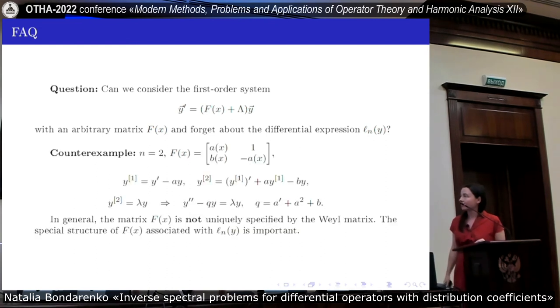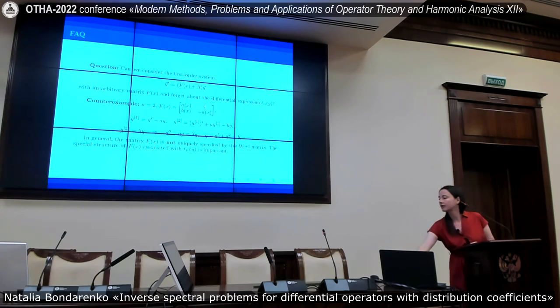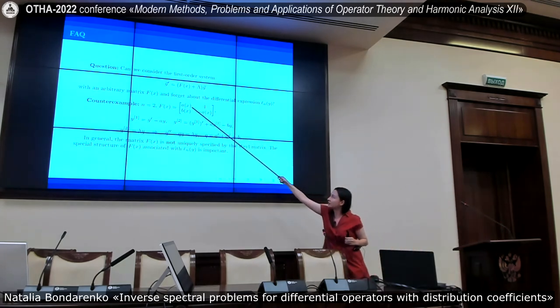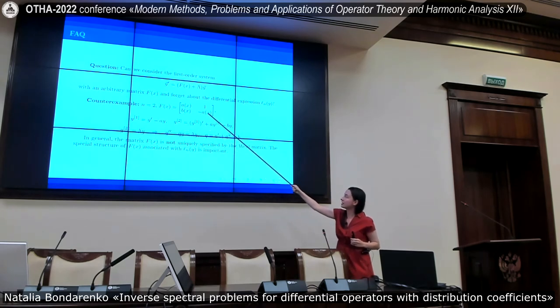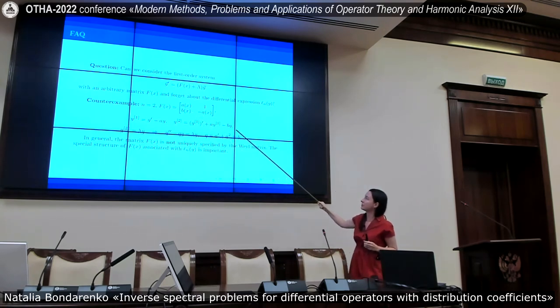But it's not so. There is a simple counterexample, even for n equals 2. Consider the following matrix, where A and B are some functions. Here I take A and minus A because I need the trace to be zero. But if we let A and B be independent of each other, then the first quasi-derivative will be y prime minus this coefficient multiplied by y. And here we have minus this coefficient multiplied by the quasi-derivative and minus this coefficient multiplied by y.